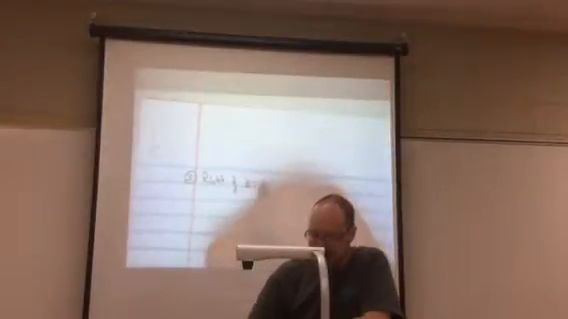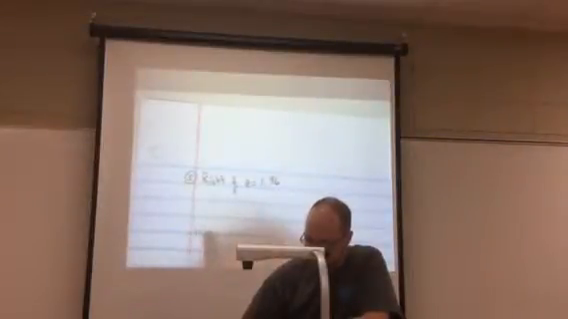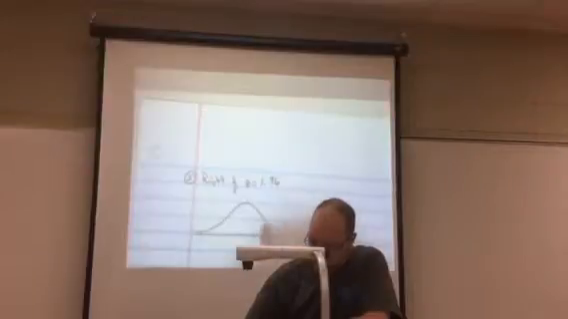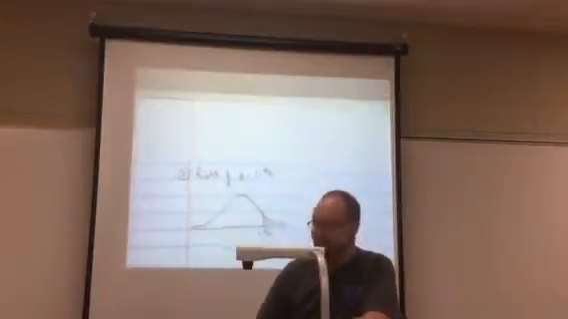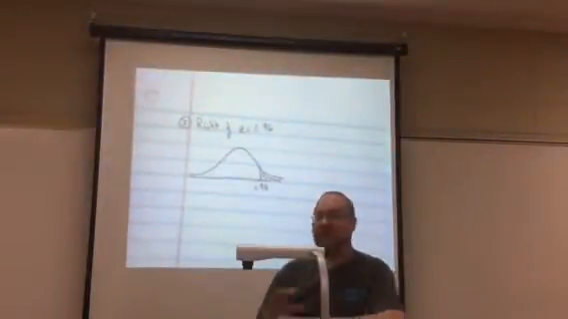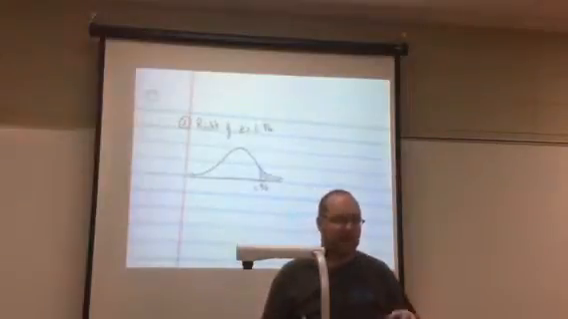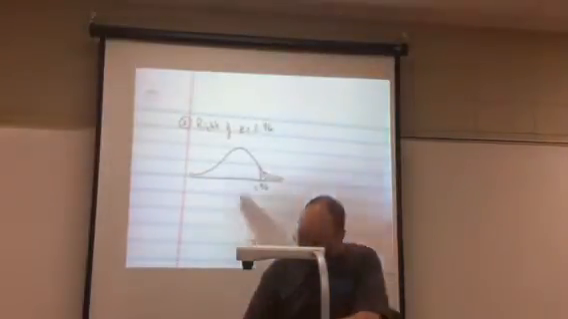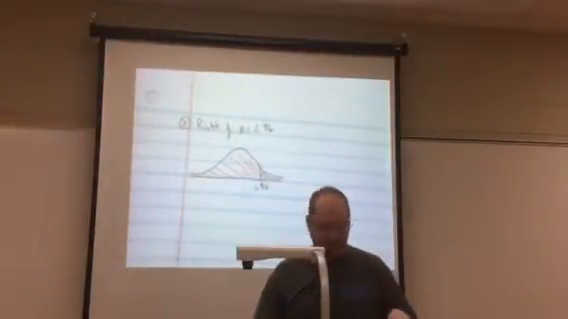But let's change the game a little bit. Still finding areas ultimately, but now I want the area to the right. Let's find the area to the right of positive 1.96. Positive 1.96 is way out here, but this time I'm interested in this area. My chart doesn't give me the areas to the right. I've got to find a way to do that. But I do know the area to the left. This is what I'll call the red area. You can see that on your screen.